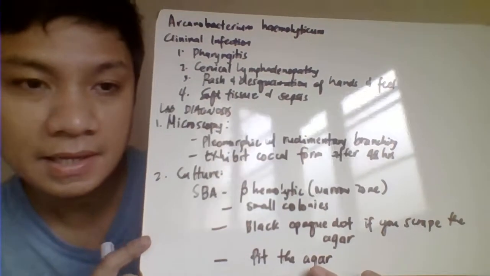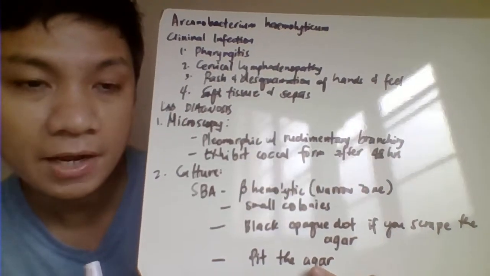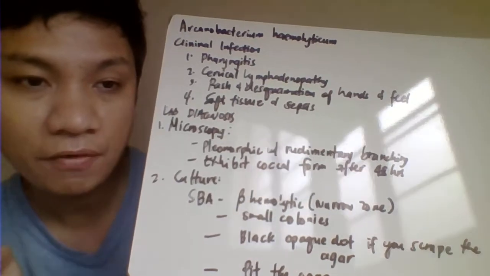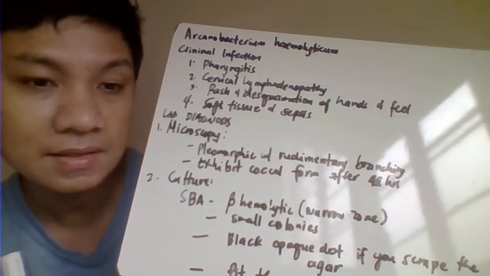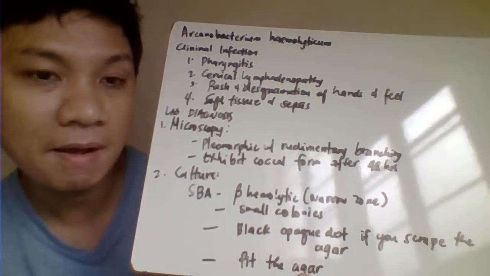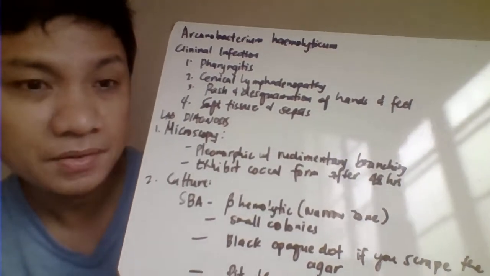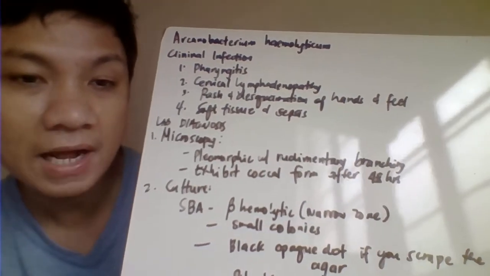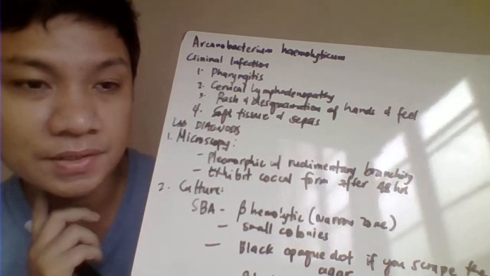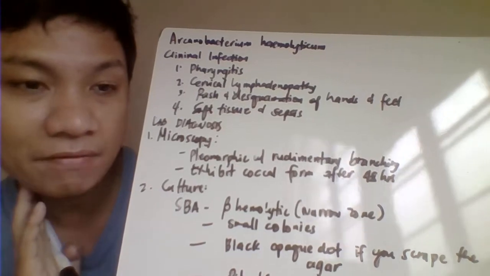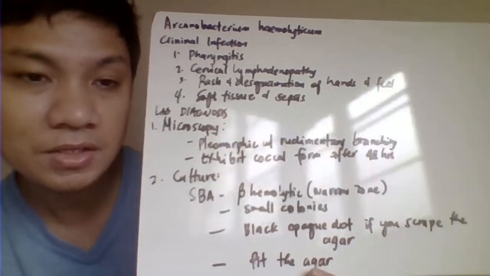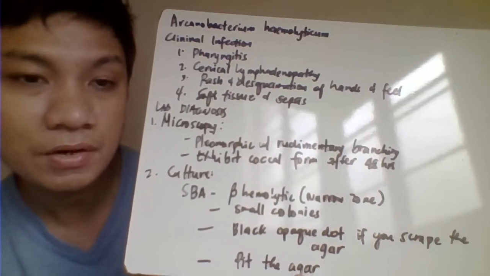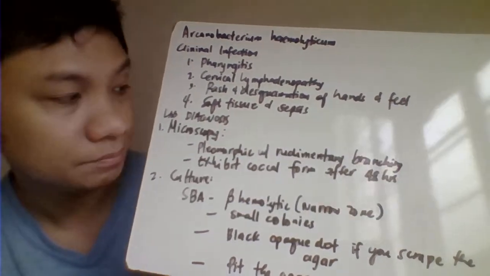Okay, the next one that is catalase negative is Arcanobacterium hemolyticum. Arcanobacterium hemolyticum tries to cause four infections. The first one is pharyngitis. Pharyngitis resembles your Strep pyogenes infection. So it is like a sore throat, right? Sore throat is your pharyngitis. We also have cervical lymphadenopathy, so inflammation and swelling of your cervical lymph nodes. We also have the rash of your hands and feet. And we also have soft tissue infections, including sepsis and endocarditis.